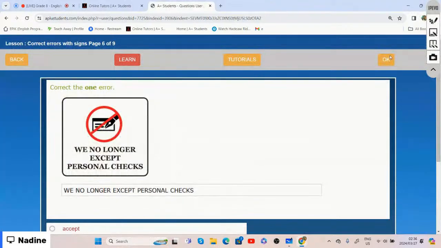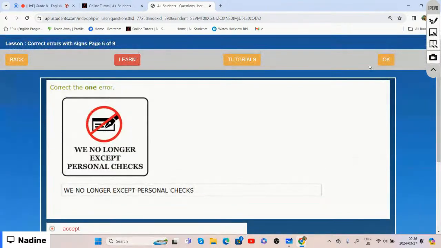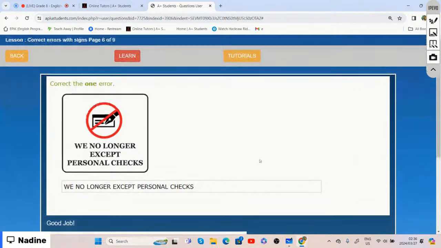We no longer accept personal checks. We did this one. All right, so if we select our one error within this poster, then we will say it is accept. So accept needs to change to accept, right? And that one is correct.